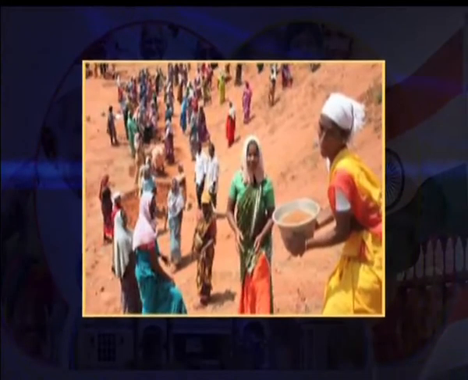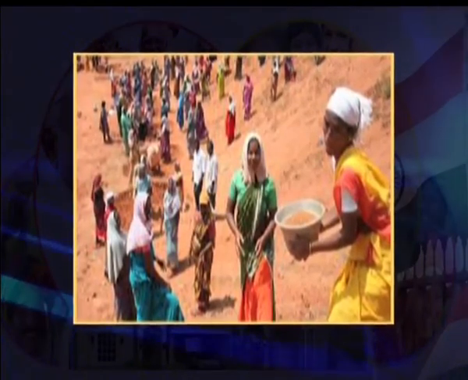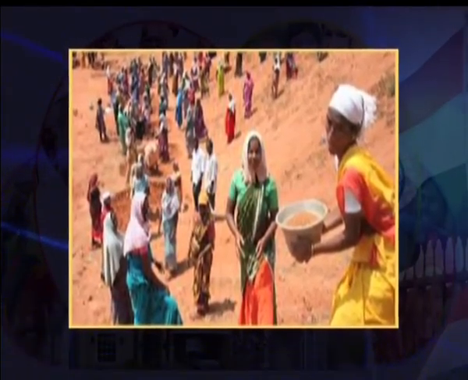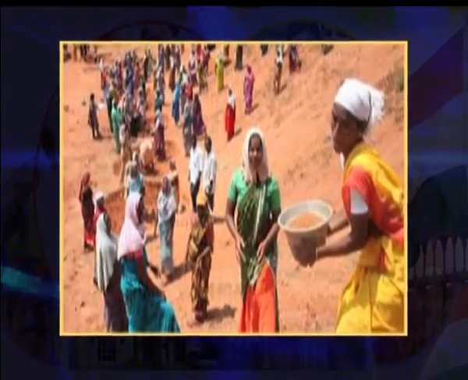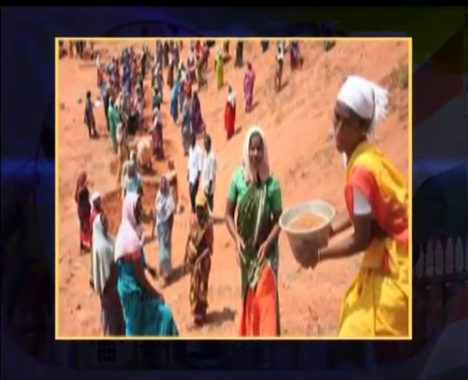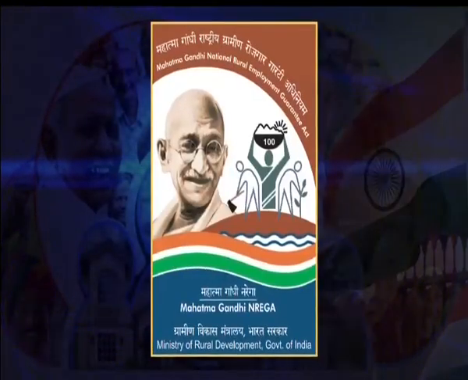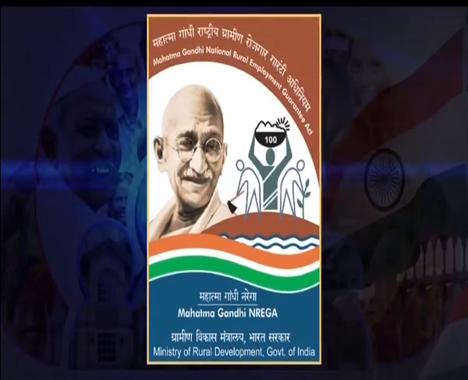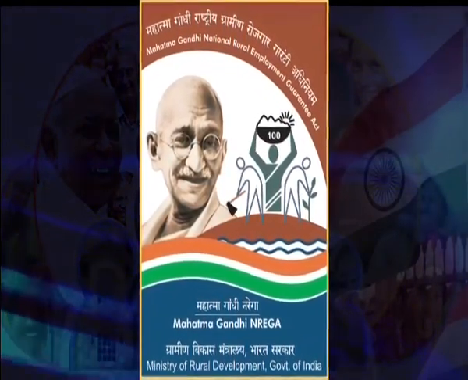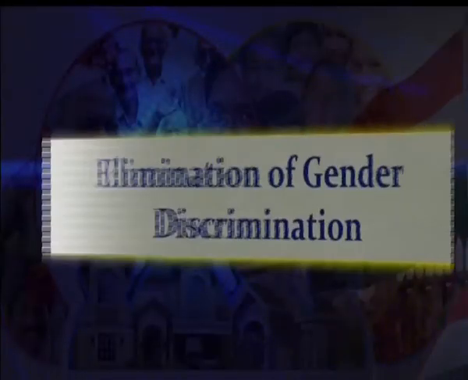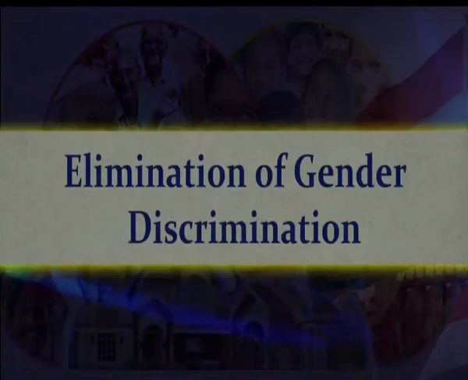The Mahatma Gandhi National Rural Employment Guarantee Act, that is called MNREGA, is being implemented to enhance the livelihood security of people in rural areas by granting 100 days of wage employment in a financial year to a rural household whose adult members volunteer to do unskilled manual work. Another most important corrective measure is elimination of gender discrimination.